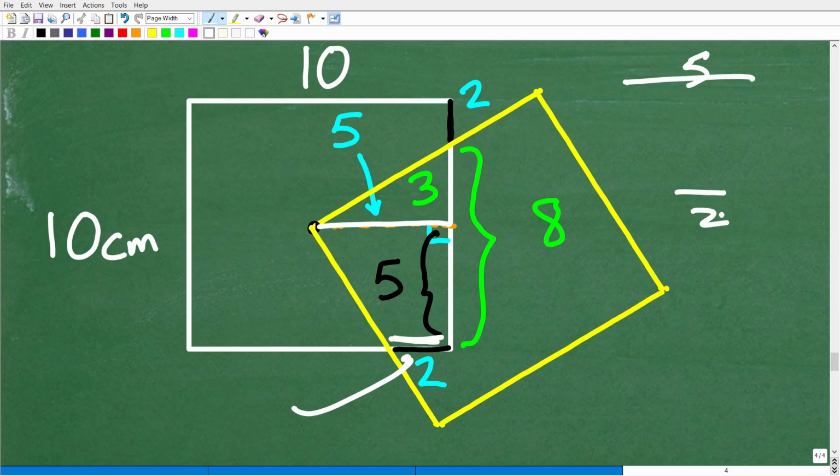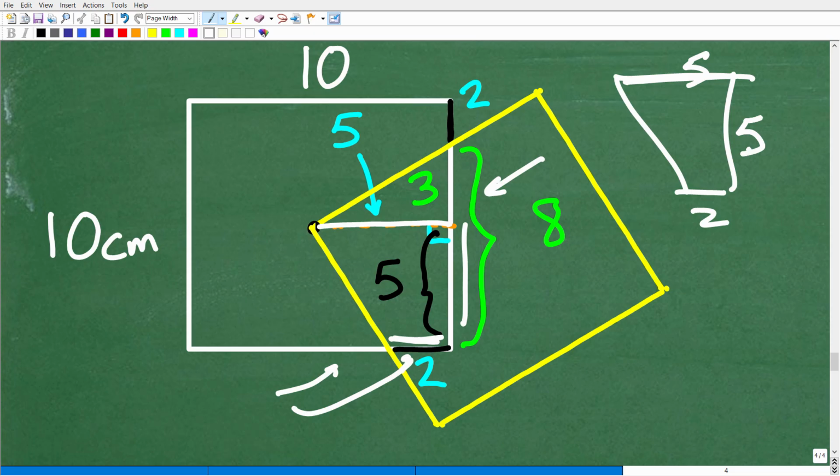But the key here is that these sides are parallel, right? Because from the center to the side is going to be perpendicular to this side right here, right? And of course, this perpendicular side is going to be parallel to the other side of the square. So we do have a trapezoid right here. So this side is 5. This side right here is also 5 because this is 3.